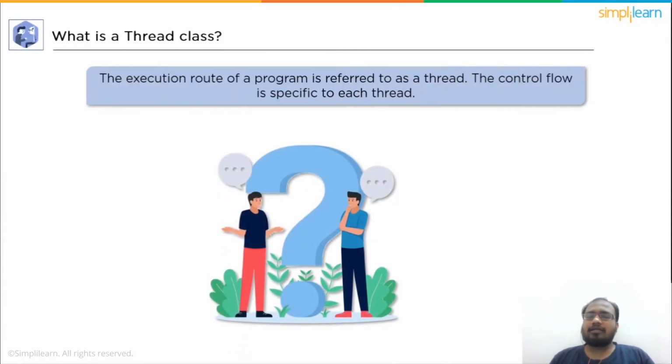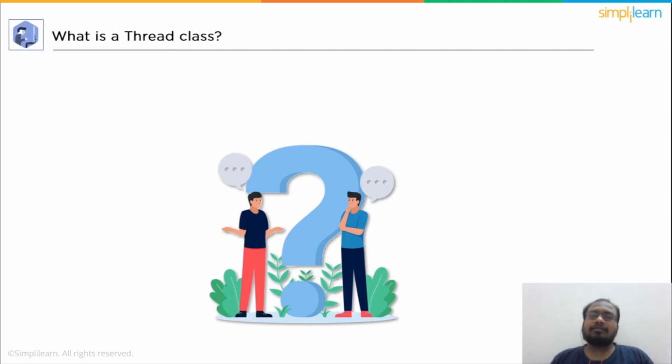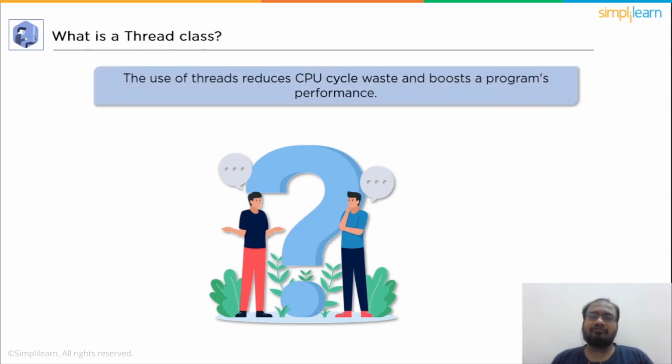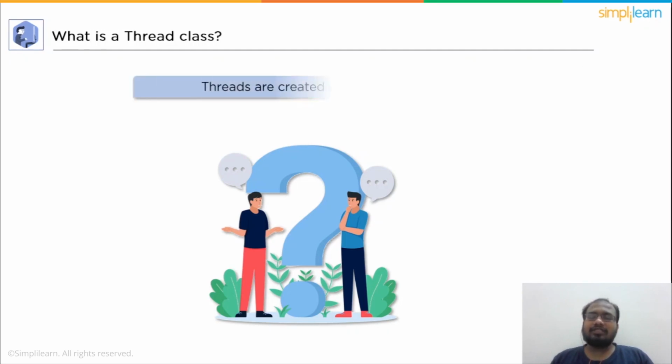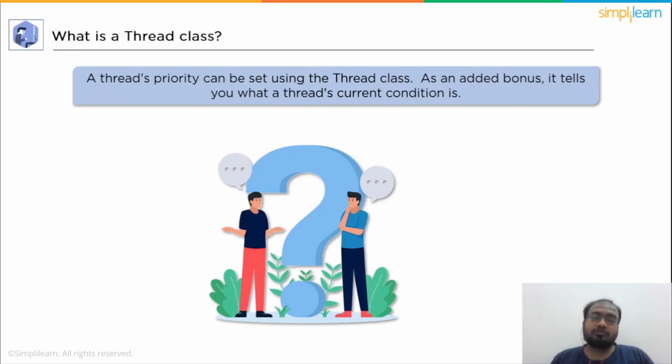what a thread class is. First, a thread is defined as a program operating root. That is, every thread creates its own distinct control flow. Next, threading reduces CPU cycle waste and it also improves a program's efficiency. Threads are created using a thread class, which lets you specify a thread's precedence, and it also displays the current status of the thread.